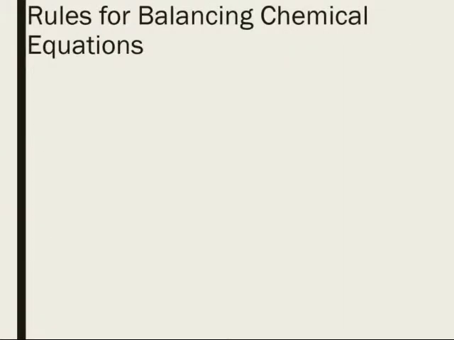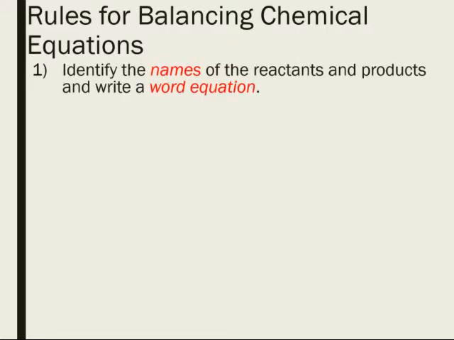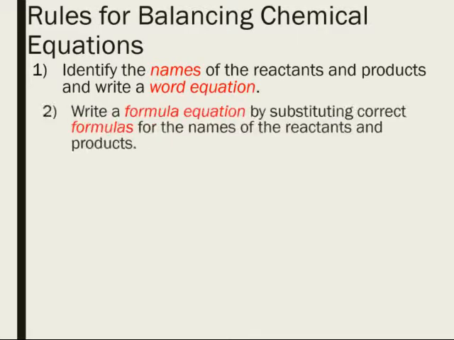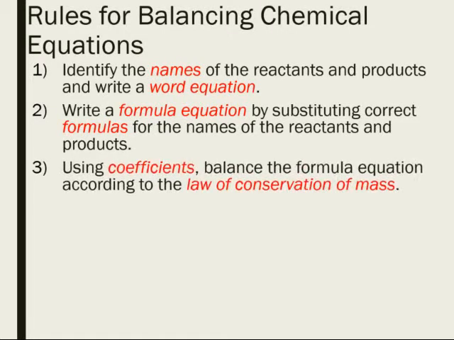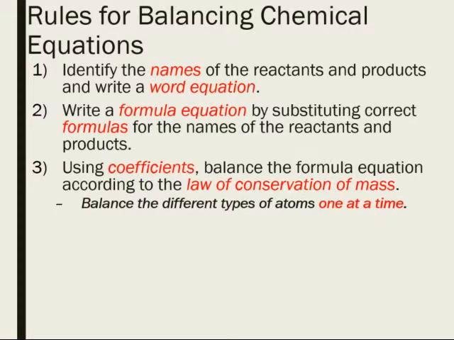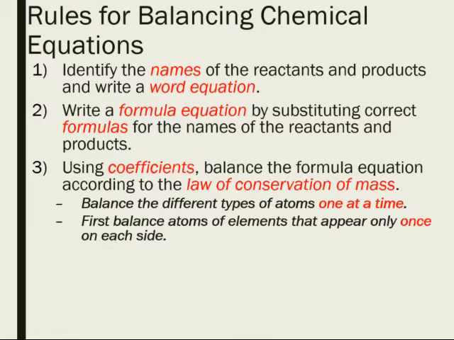You'll have to balance equations for this section, and here are some rules to go by. Identify the names of the reactants and the products and write a word equation. Then write a formula equation by substituting the correct formulas for the names of the reactants and products. Then using coefficients, balance the formula equation according to the law of conservation of mass. Definitely suggest that you balance the different types of atom one at a time. First, balance the atoms of elements that appear only once on each side.